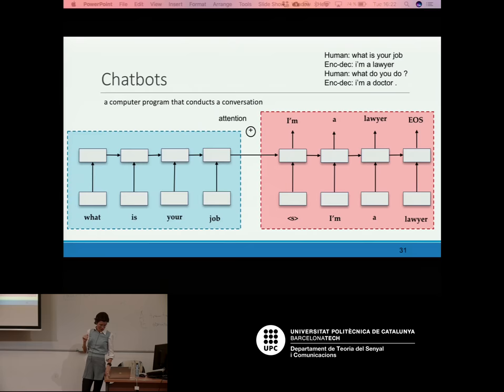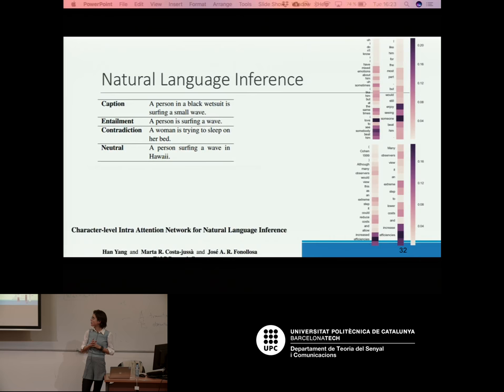Another application is natural language inference, okay, where you have two sentences and you have to say if they are semantically equal, if they have the same meaning or not. They are entailment, they are contradiction, or they are neutral, for example. For this again, you can use this encoder-decoder. It's a little modification of this encoder-decoder, but at the end, what you can have is this intermediate representation that tells you how similar two sentences are or not.